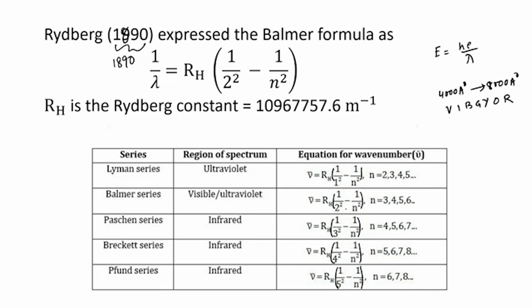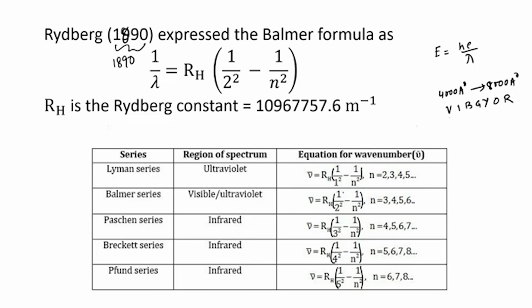So 2 square minus n square, this is called the Balmer series, which is what Balmer wrote down. And there's a Paschen series, which is 1 by 3 square minus 1 by n square. Then there's a Brackett series, 1 by 4 square minus 1 by n square, where n equal to 5, 6, 7, 8. So you see that when you have n equal to 1 in the first term, you have all n's 2, 3, 4, 5 all the way up to any number that you can think of.